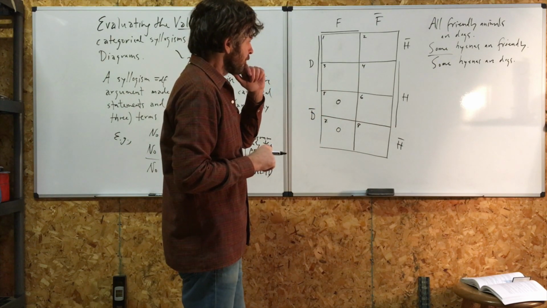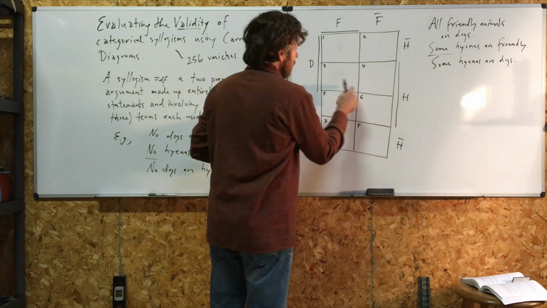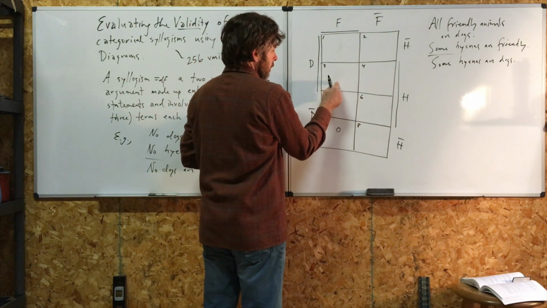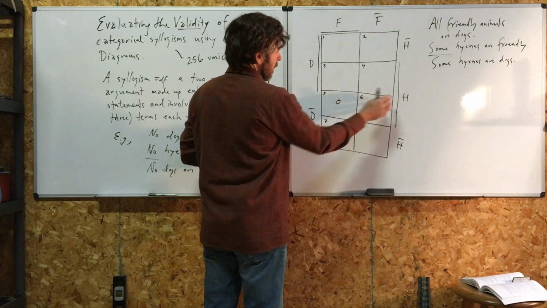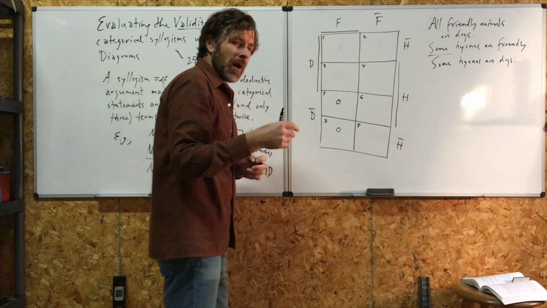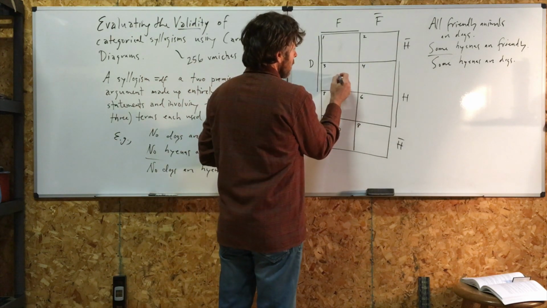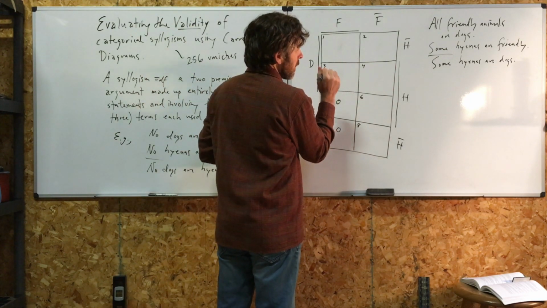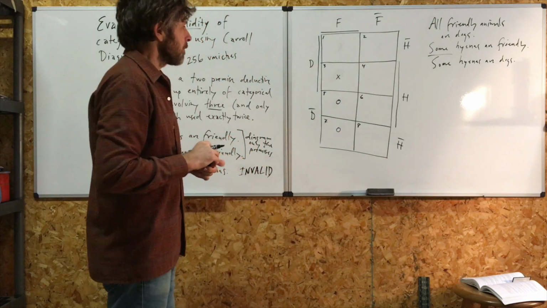Let's see. Normally, you'd put an X either in 3 or 5, right? Because that's the overlap between hyenas and friendly animals, 3 and 5. But 5 has already been ruled out. So, some hyenas are friendly has to be diagrammed this way, an X in region 3.